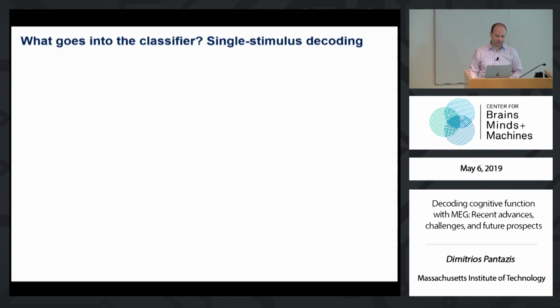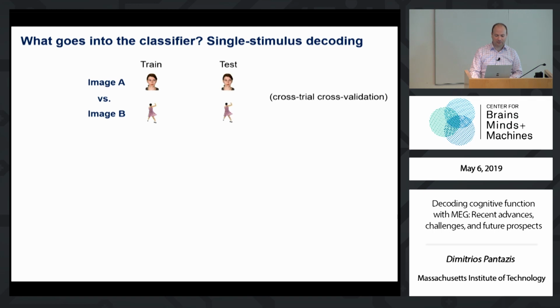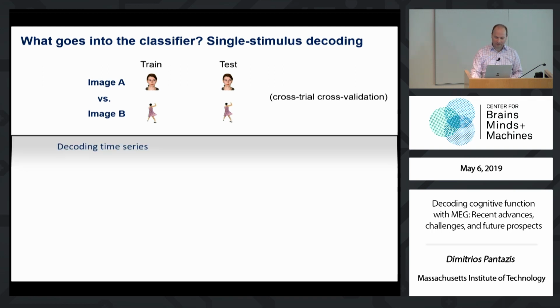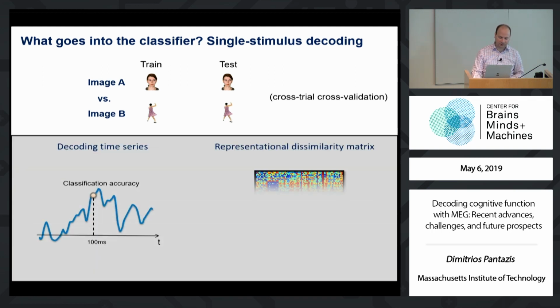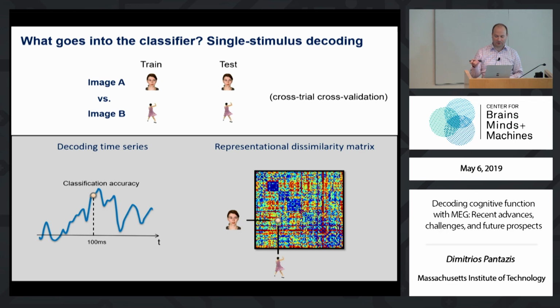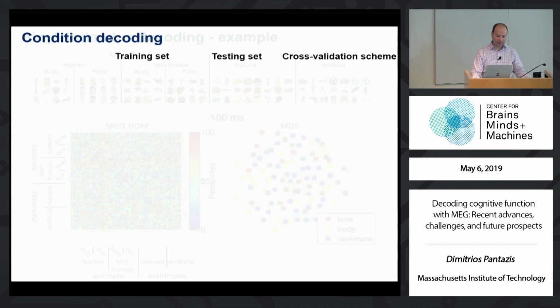To conclude soon, another question is what goes into the classifier. We can decode individual stimuli, such as image A versus image B. We train and test across trials, so we keep some trials for training, some trials for testing. This is very powerful because we obtain decoding time series, but also the representational dissimilarity matrix, which we can study for different information contained in stimuli.